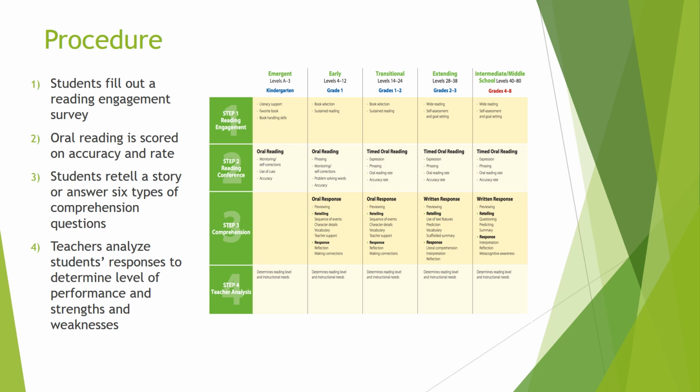Depending on age, the initial task is to read either orally or silently from the text. The student then provides an oral retell of the story, orally responds to comprehension questions, writes a summary, and/or writes responses to comprehension questions. And then fourth, teachers analyze students' responses to determine level of performance and strengths and weaknesses. The actual procedures are much more extensive than described here and are specific to each age level.